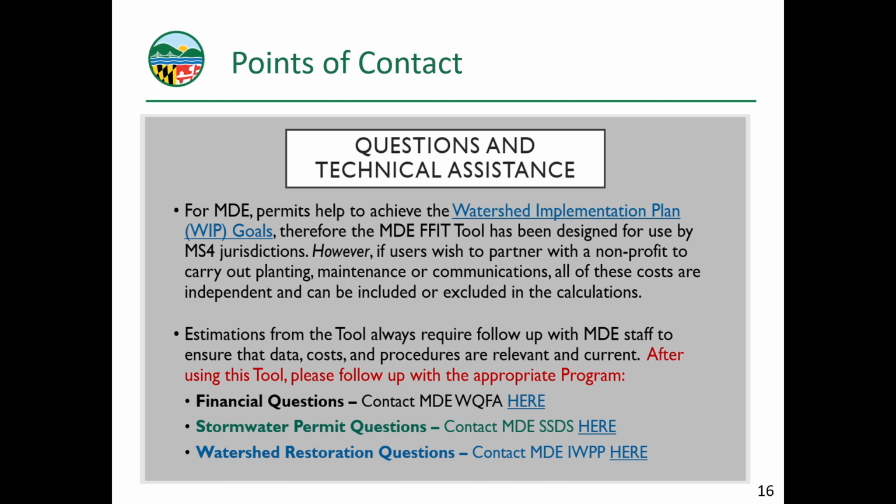Ffit is designed for MS4 jurisdictions because stormwater permits help MDE make progress toward its watershed implementation plan goals and to improve your local water quality. It can be used by one program as a whole, or components of a project can be broken down to partner with various organizations. For example, if planting or maintenance is contracted out to a third party. This can save money and make projects for smaller jurisdictions more manageable.